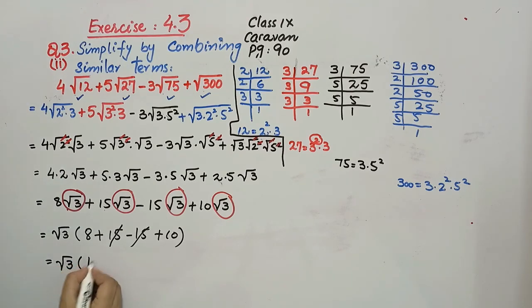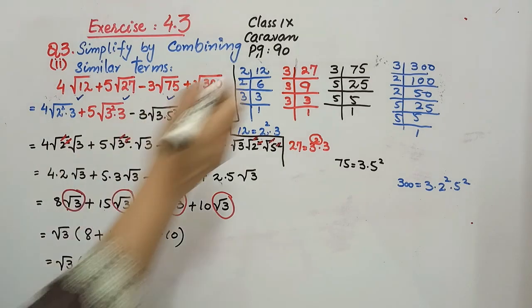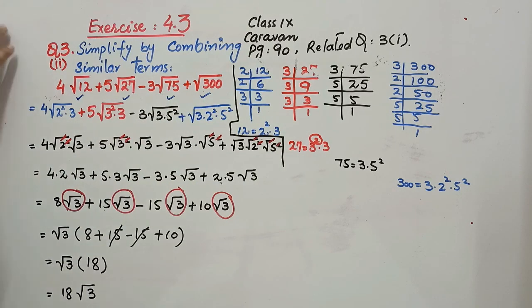10 plus 18. So it will be 18 square root of 3. This is the solution of this. So it's a related question, question number 3 first part, by following the same procedure. Fine. Okay ji.